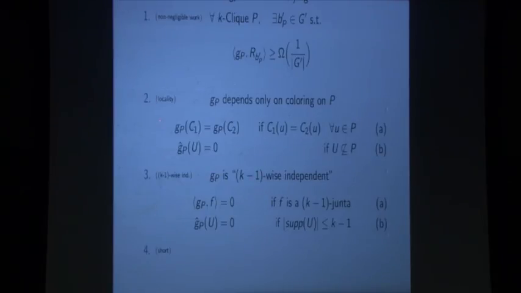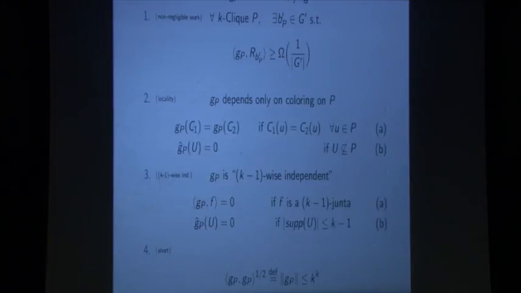So the point is that condition 2 and condition 3 together imply orthogonality of the family of GP, which means GP1 will be orthogonal to GP2 for different cliques P. That's what we want. Okay, that's the third condition. The fourth condition is that it's short, that the norm of the vector is bounded by K to the K. This will be the number of K-cliques that can map to a single node.